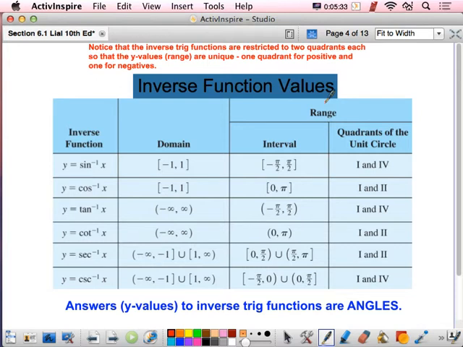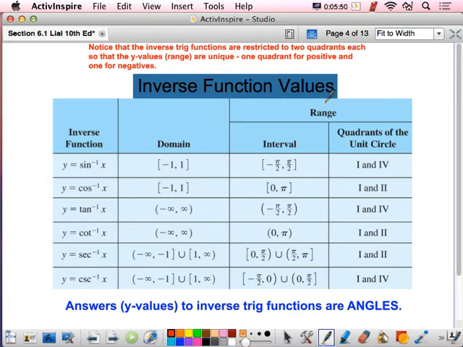Instead, I would say, give me the inverse sine of 1/2. And your answer to that question is going to be 30 degrees. Make sense? Okay, so for this section, when we're dealing with inverse trig functions, your answers are usually angles.